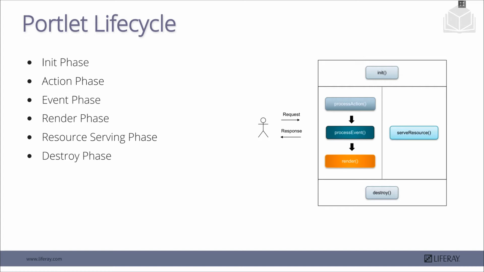So the portlet lifecycle comes in 6 different phases. We're going to use this diagram over here on the right to highlight all 6 at the same time, but I'll be pinpointing specific ones as we progress through. So 6 phases: init, action, event, render, resource serving, and destroy. So we'll cover each one individually and talk about what they do and how they work.